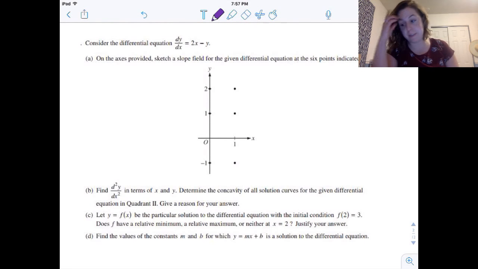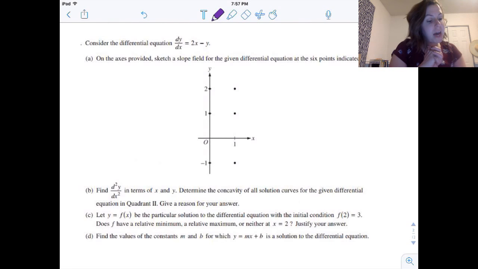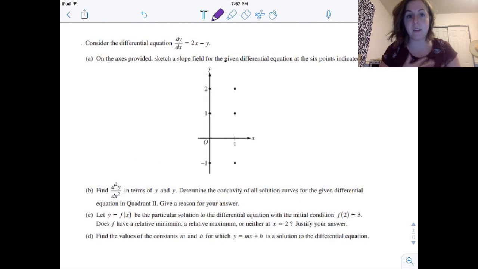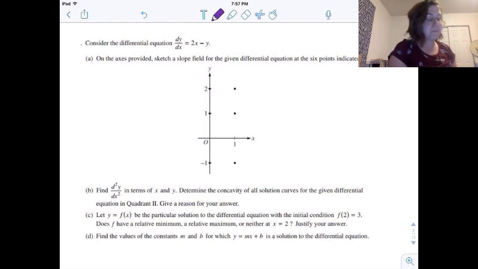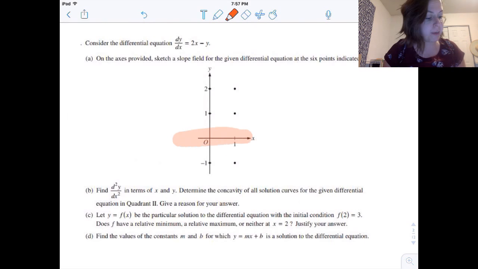Okay, this one's a little bit different. So on the axis, sketch the slope field. Again, just plug in your values for the slope fields. I'm not going to spend a lot of time on that one right now. But again, they're not trying to fool you. Only plug in at values where there are points. There are no points there. Don't plug in. Okay? Now, part B is really important here.